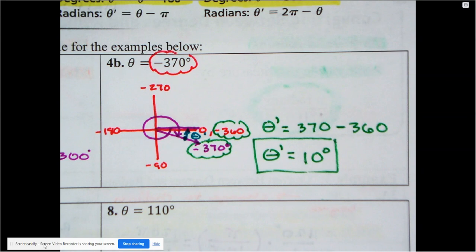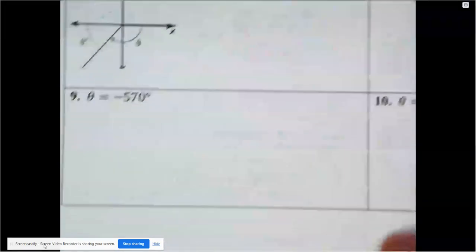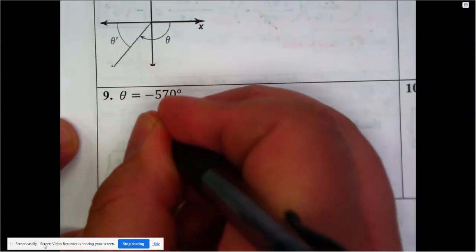Look, let's try one of those again, another one of these negatives. And we'll do that. You try number 7 since it's kind of already drawn for you. Or, no, you know what? Let's do number 9. We're going to do number 9 together here to finish this page at least. Negative 570. All right, big angle, negative direction.